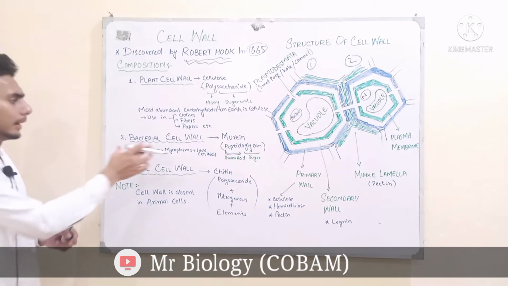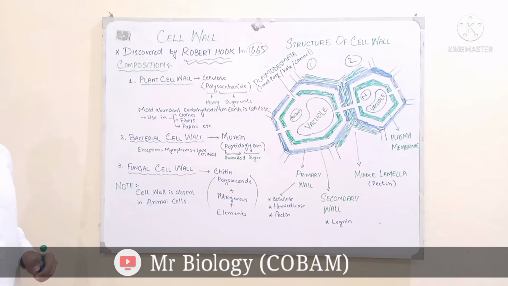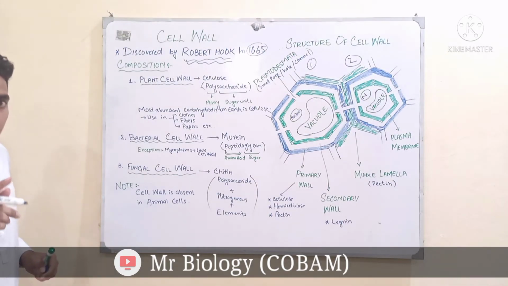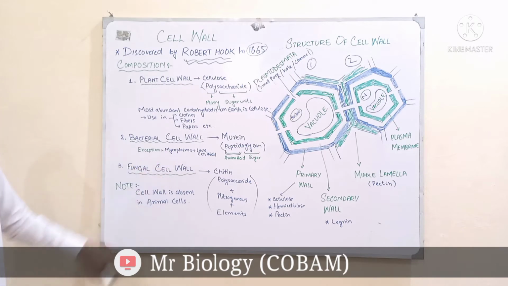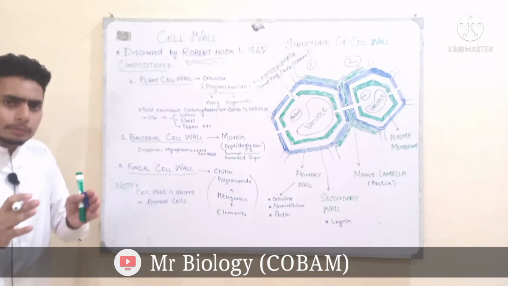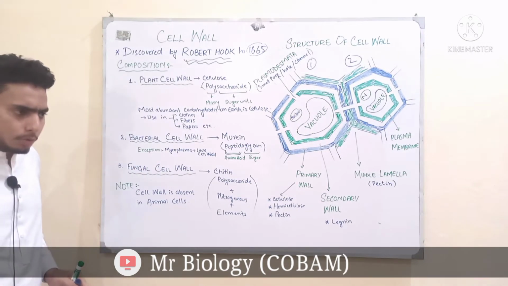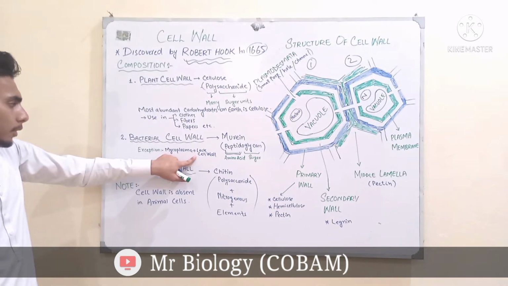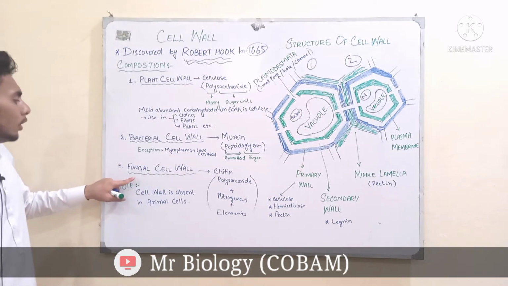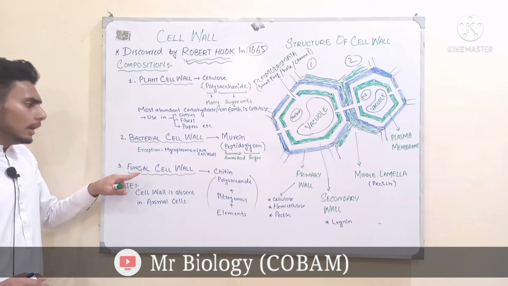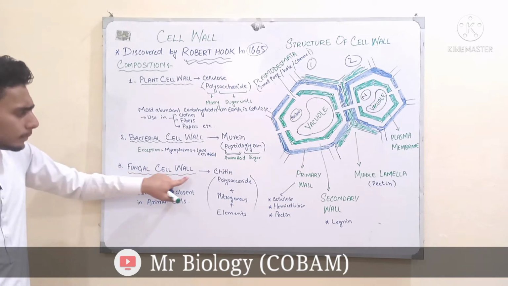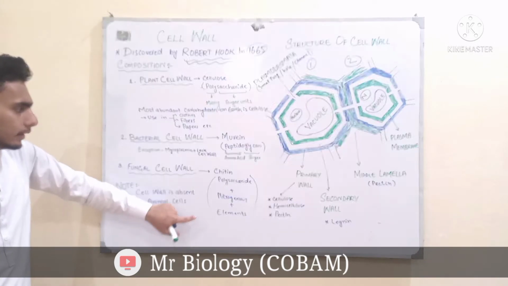In the bacterial cell wall, there is only one exceptional case, which is the mycoplasma. The mycoplasma lacks a cell wall. This is important. Now, the fungal cell wall is basically composed of chitin.